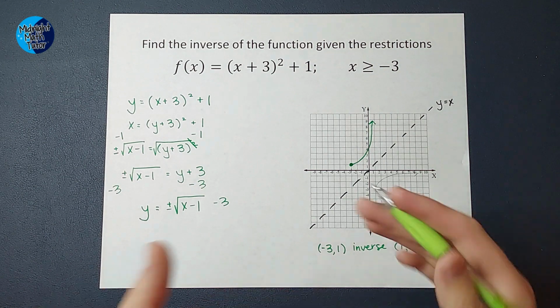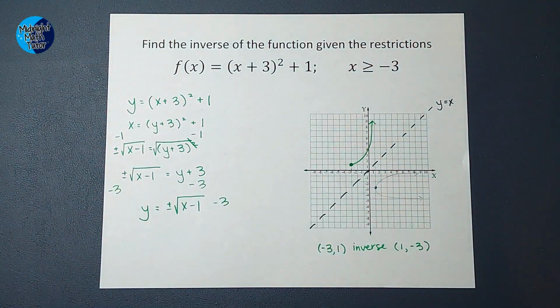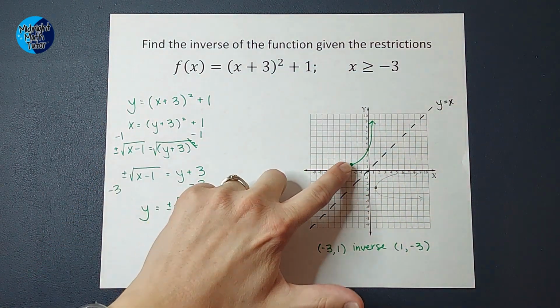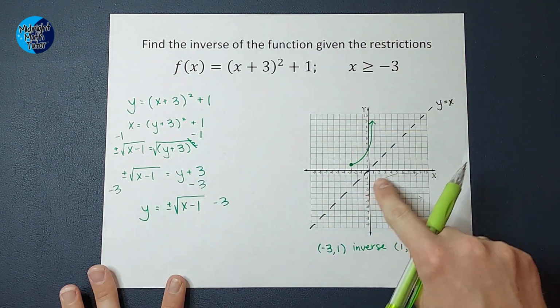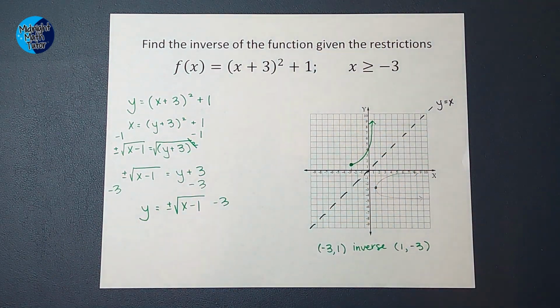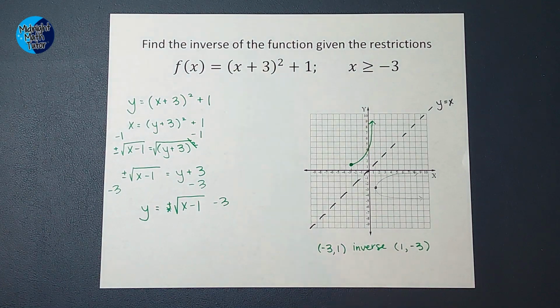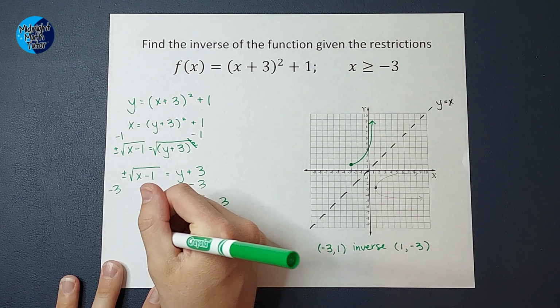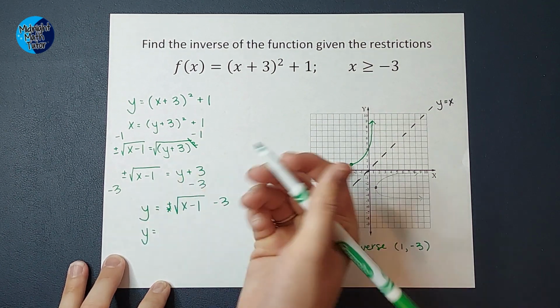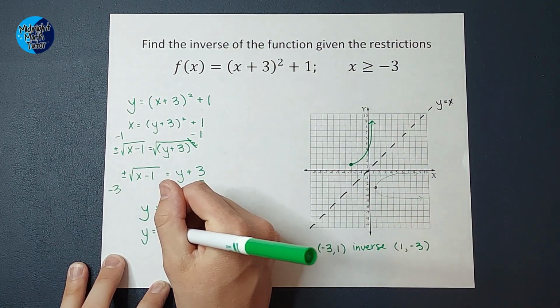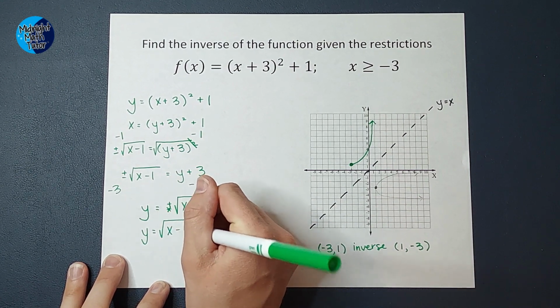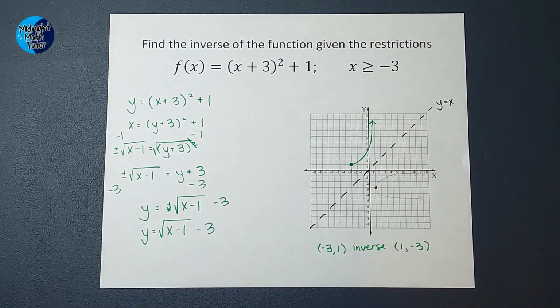So I only need one of the halves, right? So which half is a reflection of this guy? Well, it's the top one, right? It's the positive one. So basically what I'm going to do is I don't need this negative, right? That is not part of my inverse. So I'm going to have y equals, I could write positive, but we don't usually write it, right? Just the square root of x minus 1 minus 3, okay? That is my inverse.